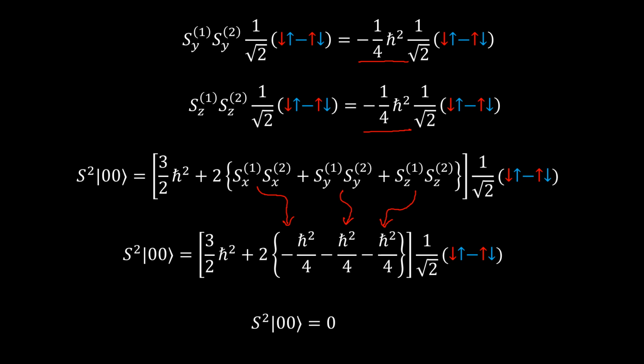If I add these three terms, then I will get minus 3 divided by 4 ħ squared. Already there is a 2 here, so the 2 will get cancelled. Here I have plus 3 by 2 ħ squared, and here I have minus 3 by 2 ħ squared, because this 4 cancelled with this 2. So 3 by 2 minus 3 by 2 ħ squared will become 0. So this is about the singlet state.